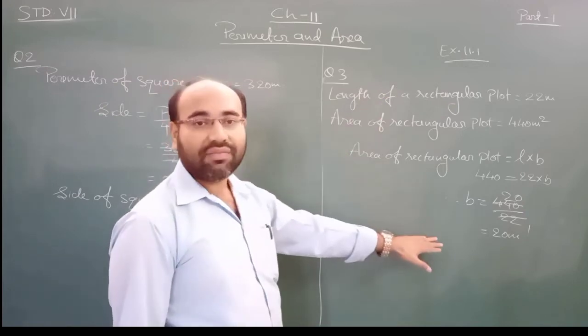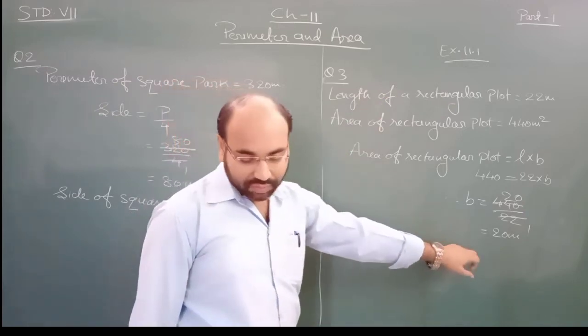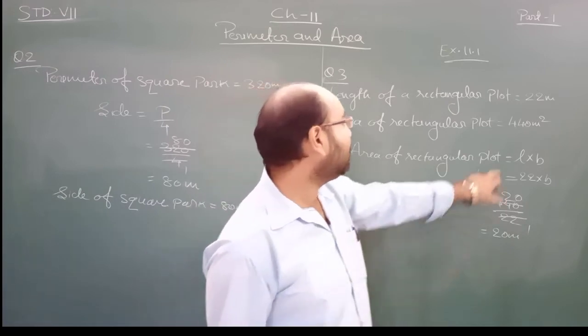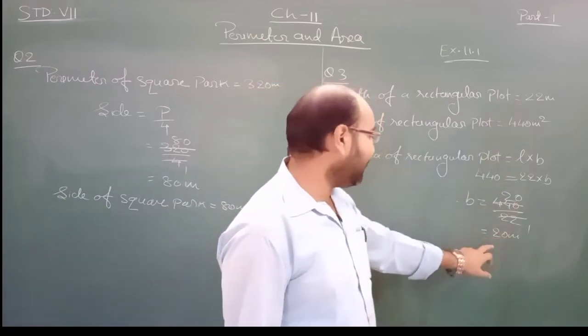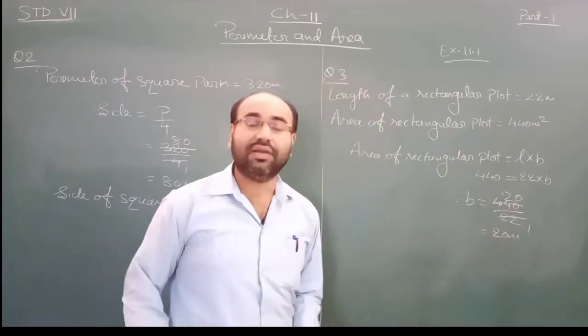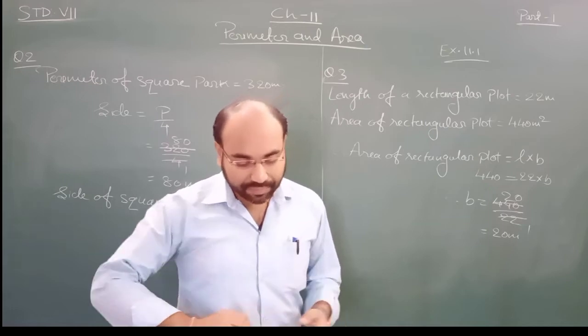Now the half I had done, the half part you have to do it. What do we have to find out in it? We have to find out the perimeter also. So length you are already having, breadth we found out. Just put the formula 2 into L plus B and find out the perimeter.